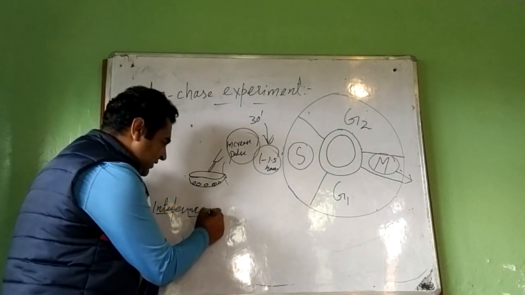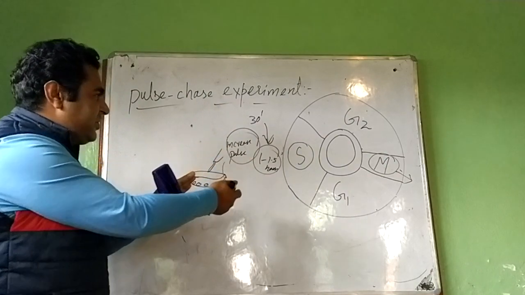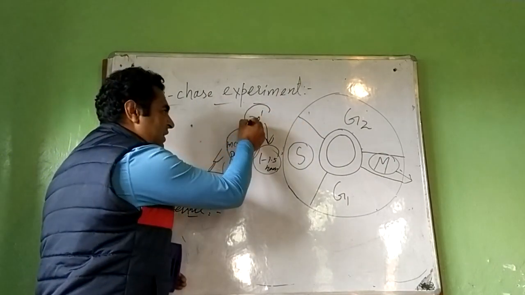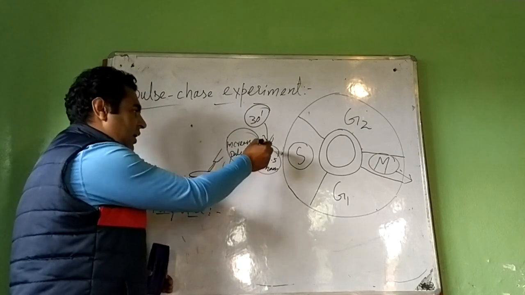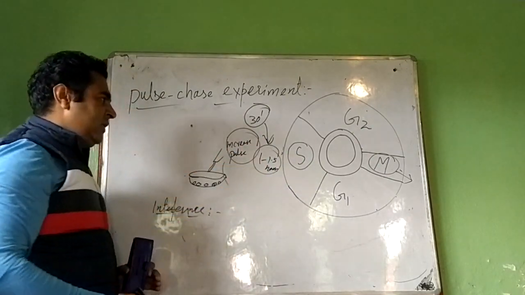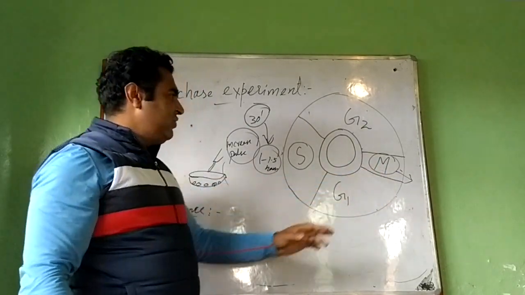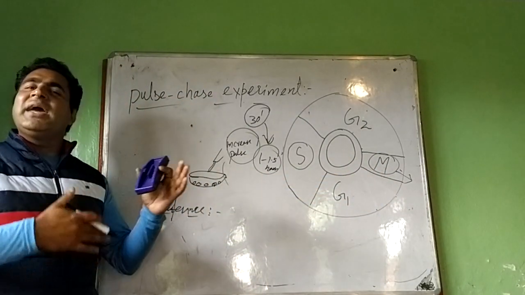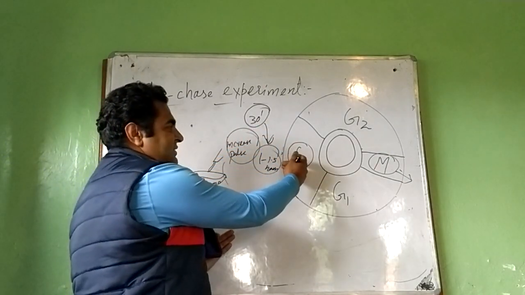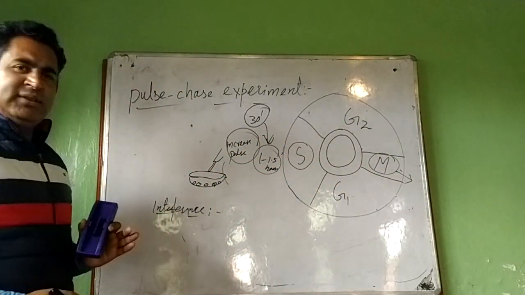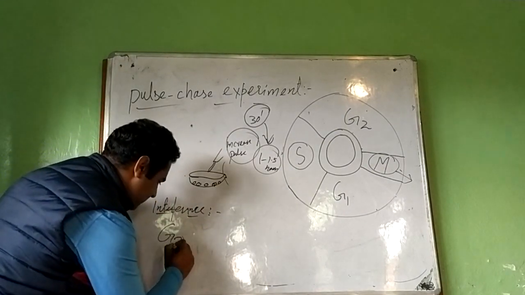Second inference is that as we had increased the duration from 30 minutes pulse to 1.5 hour duration pulse with radiolabeled thymidine, still we are not finding any mitotic cell over here. So we can say there is some gap time between S phase and M phase, and that gap time is called as gap 2 period.